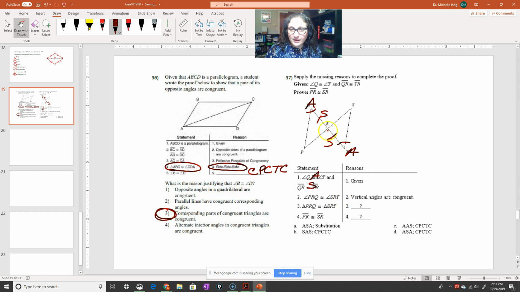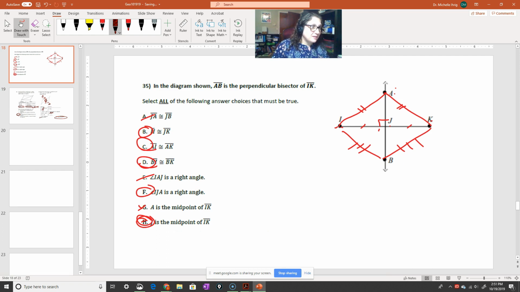PRQ and SRT are congruent. That's going to give us our other angle. So we know that it's going to be angle, side, angle. So we can eliminate B and C. And what comes after we prove angle, side, angle? Almost always CPCTC. So really cut and dry.